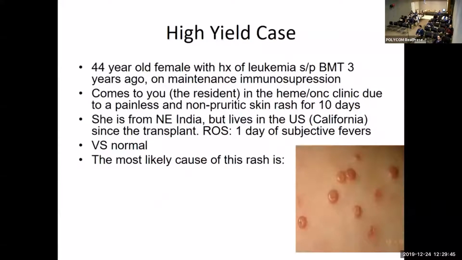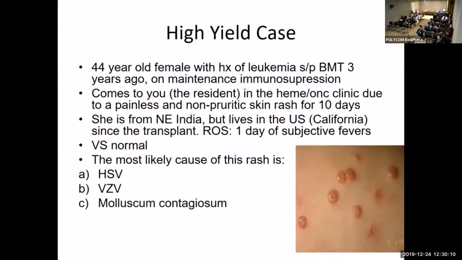You see this rash. For dermatology people, this is a vesicular umbilicated rash. So what does this look like? Okay, it looks like molluscum. If this were a kid, it would be 100% molluscum. So the options here are herpes, varicella zoster, molluscum, or histoplasmosis.